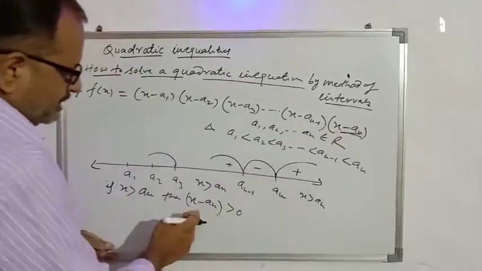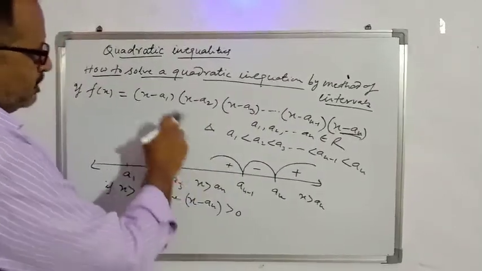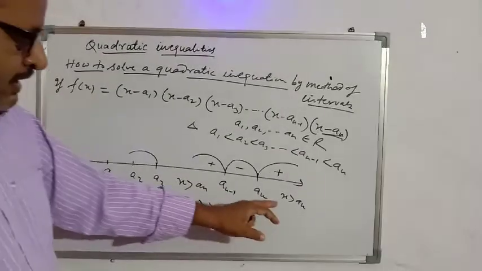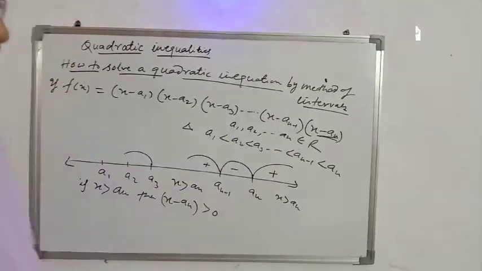And the last bracket x minus an is also positive, so the product of the positive brackets will be positive. That's why for x greater than an we take positive.